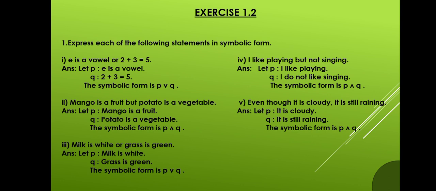I like playing but not singing. Let P be, I like playing. Q be, I do not like singing. Then the symbolic form of the given statement is P and Q. Even though it is cloudy, it is still raining. Let P be, it is cloudy. Q be, it is still raining. Then the symbolic form of the given statement is P and Q.